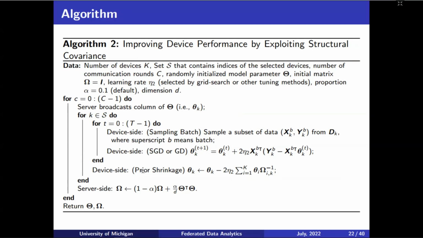The first stage is called the local SGD or GD steps, which simply runs a gradient descent with respect to the data xk and yk. Afterwards, it will run the prior shrinkage step to update the parameter theta k. Finally, after receiving all the updated parameters theta, the server will run a procedure to update the big omega matrix. We iterate this for several rounds until convergence.